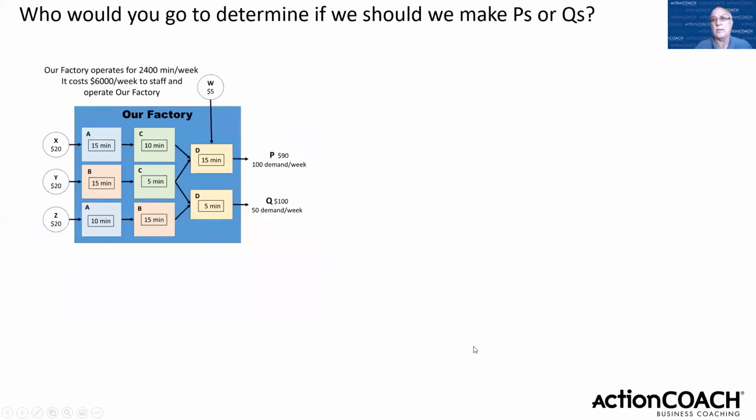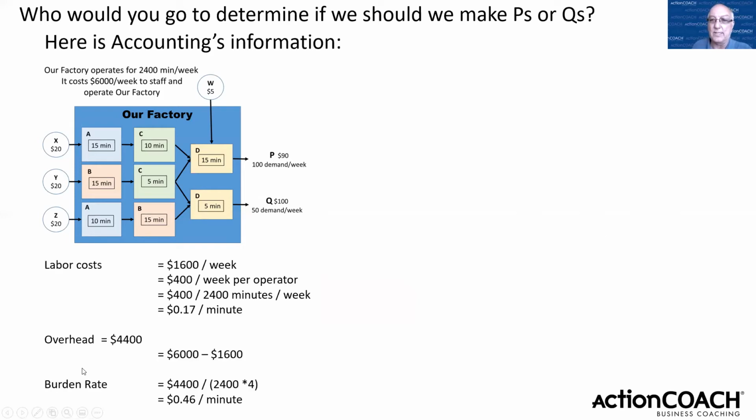So now the question is, should we make Ps or Qs? If you're going to answer this question in your business, you would probably go to your financial person, your controller, or your accountant, and they would give you some information. And this is the way they would typically arrange that information. They would look at their labor costs, and we didn't tell you this information because it wasn't necessary to solve the problem, but laborers cost $400 per week per operator. There's 4 operators at A, B, C, and D, so that's $1,600 of the $6,000 is actually going to labor.